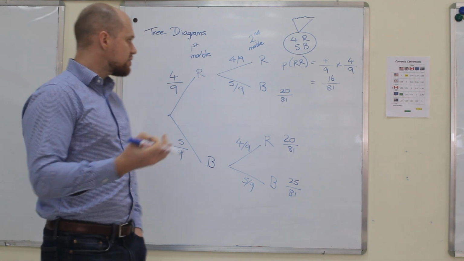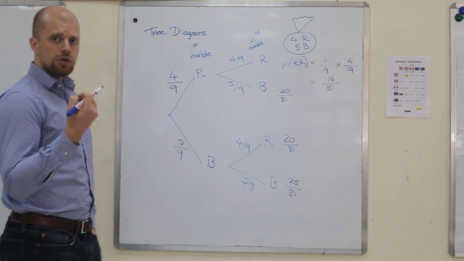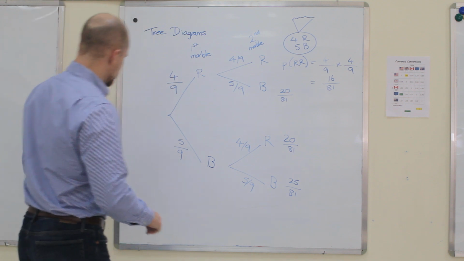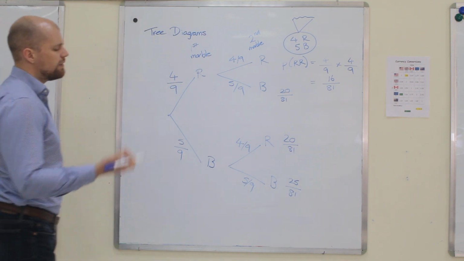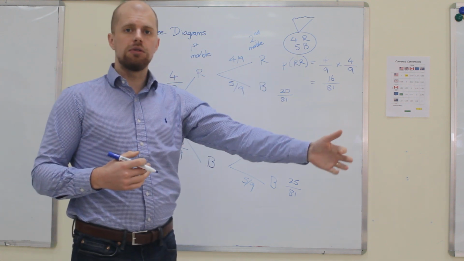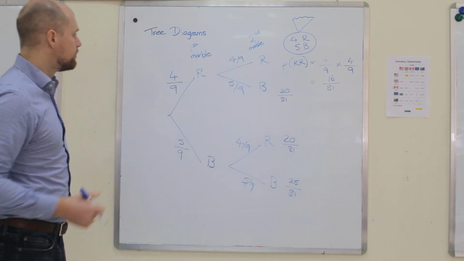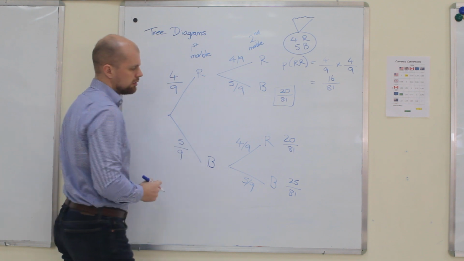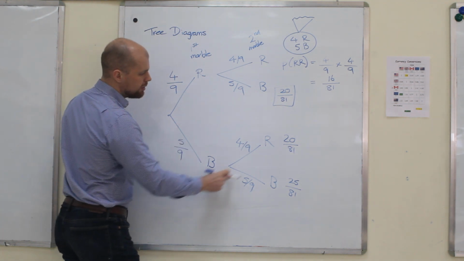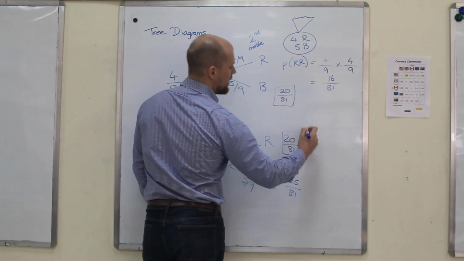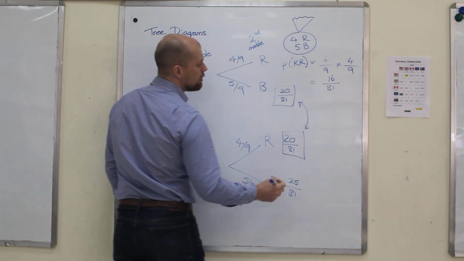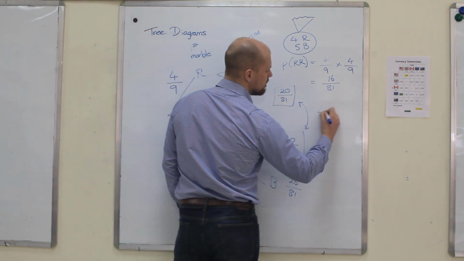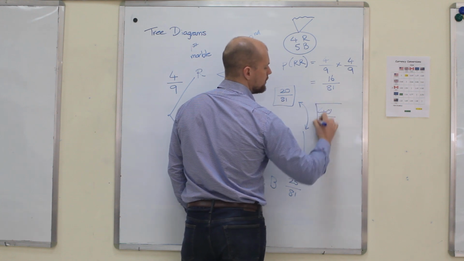Now for one last bit, let's try and calculate the probability of getting 2 marbles of different colour. Okay? 2 marbles of different colour. Now, if you think about it, I can either get a red and a blue marble, or I get a blue and then a red marble. So I would take my probability of getting a red then a blue, and I take my probability of getting a blue then a red, and I would add them together. So the probability of getting 2 marbles of different colour is 40 over 81.